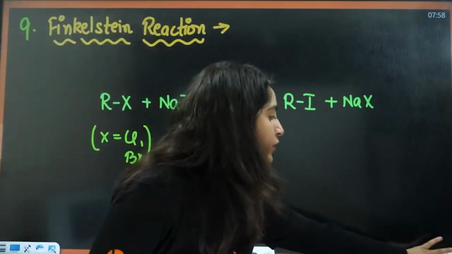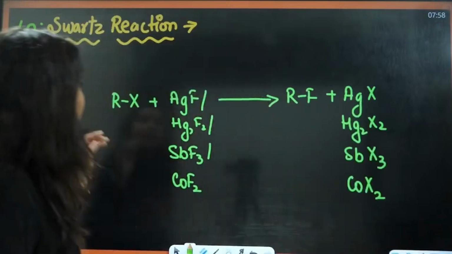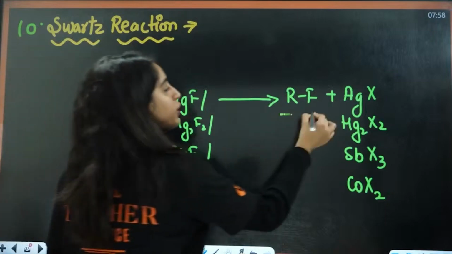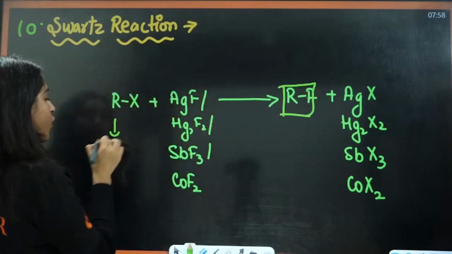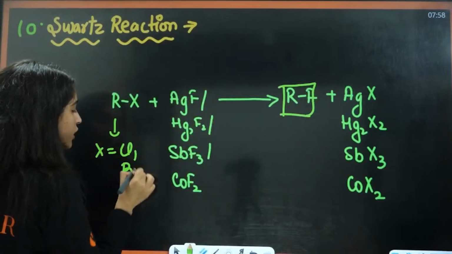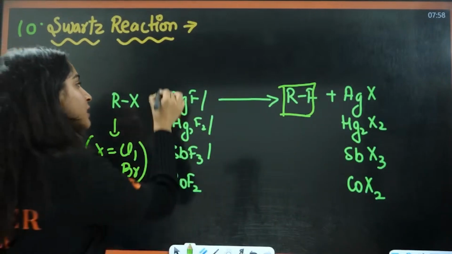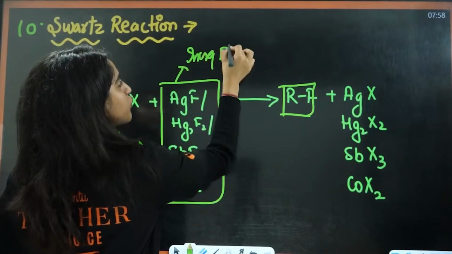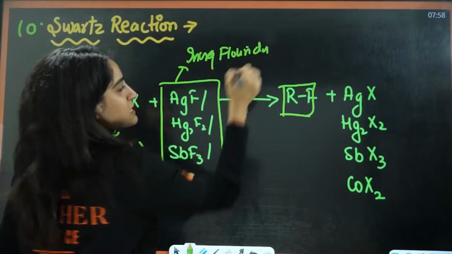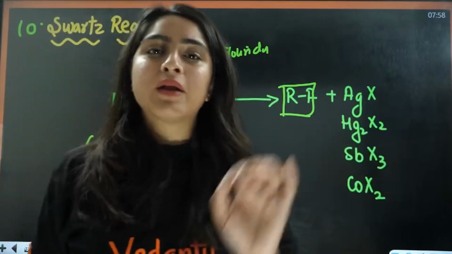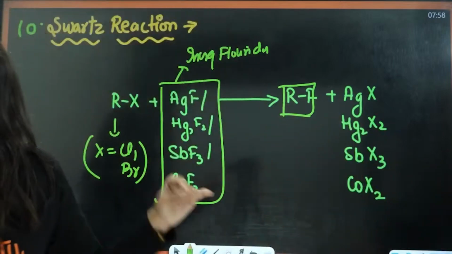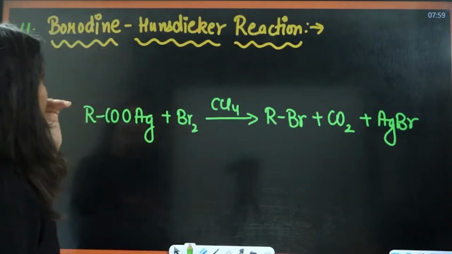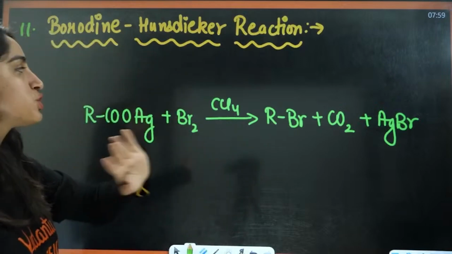Okay? Next, bacha, we have Swarts reaction, where again this is a halogen exchange reaction, where you have the formation of RF. Here also X is equals to chlorine or bromine, right? And these are the inorganic fluorides. Yes, bacha, understood this, and you will have the formation of alkyl fluoride, which is otherwise very difficult to form here, right?